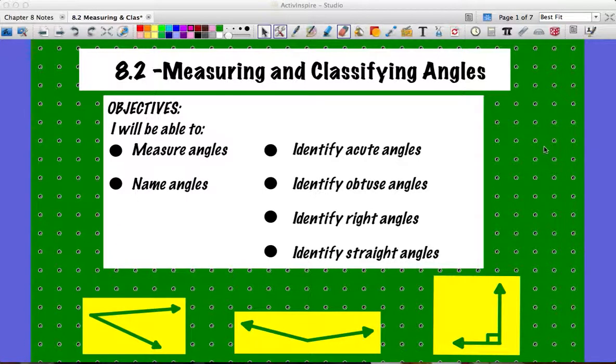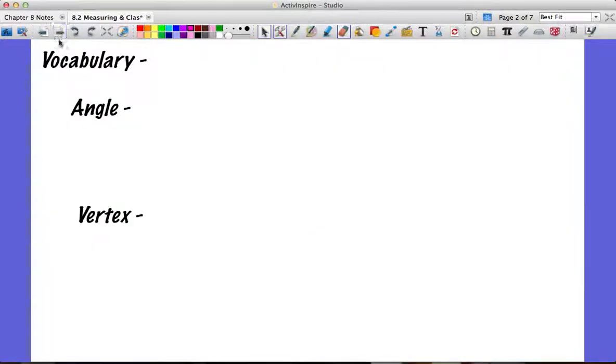Welcome to Lesson 8.2, Measuring and Classifying Angles. This might be a bit of a review for you today. However, we're going to go over it just to make sure that everybody's on the same page, so that way when we move on to 8.3, nobody's left behind. All right, as always, we need to start off with that vocabulary.